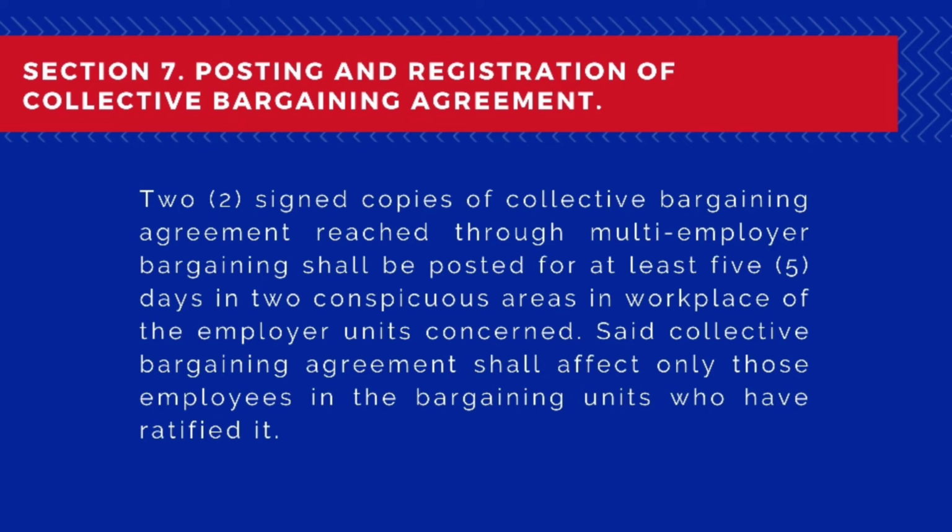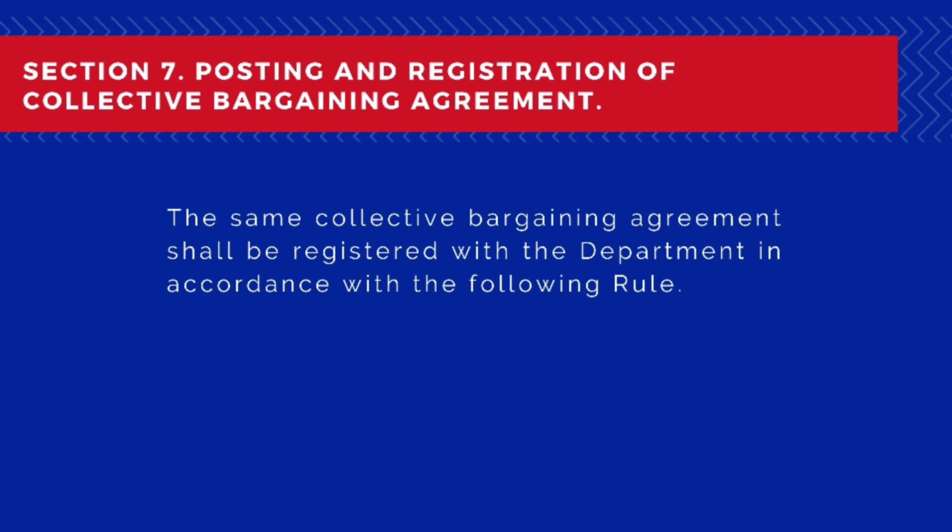Section 7. Posting and registration of collective bargaining agreement. 2 signed copies of collective bargaining agreement, reached through multi-employer bargaining, shall be posted for at least 5 days in 2 conspicuous areas in the workplace of the employer units concerned. Said collective bargaining agreement shall affect only those employees in the bargaining units who have ratified it. The same collective bargaining agreement shall be registered with the department in accordance with the following rule.